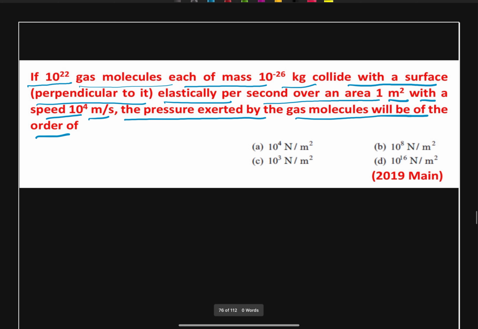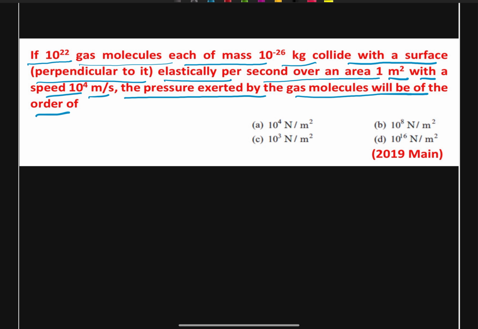So in this case we are given that we have an area, suppose this is the area, and let us consider one gas molecule which is striking it perpendicularly, and its velocity is, suppose, given as v. It strikes elastically, so it is going to rebound back in this direction. Now its velocity will be minus v. And we have to find out the pressure.